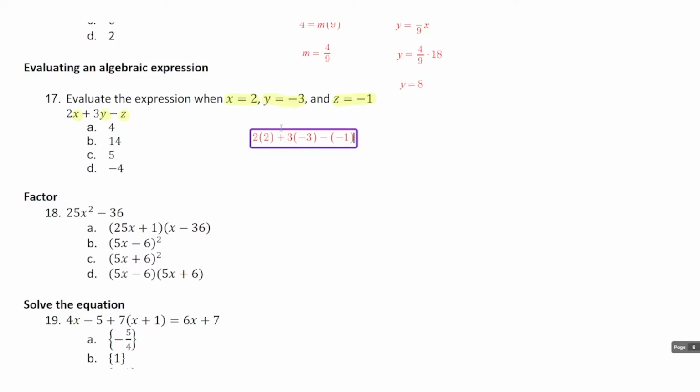That's what I'm doing now. 2 times 2 plus 3 times -3 minus -1. And so I'm getting -4 here.